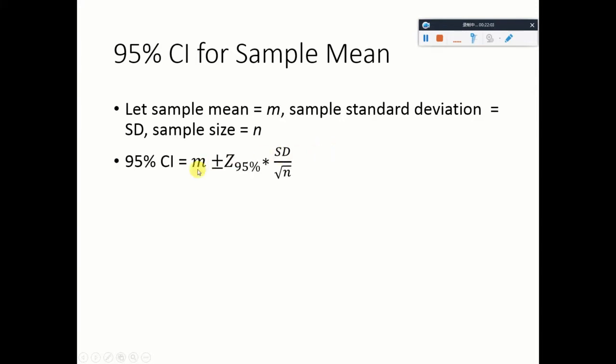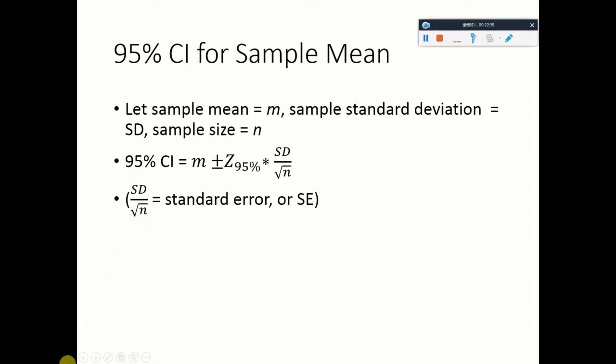And then the formula for the 95% confidence interval for a sample mean will be the point estimate, the sample mean, plus or minus the z-score associated with the 95% confidence level times the standard error for the sample mean. It turns out that the standard error for the sample mean will be the standard deviation divided by the square root of the sample size.